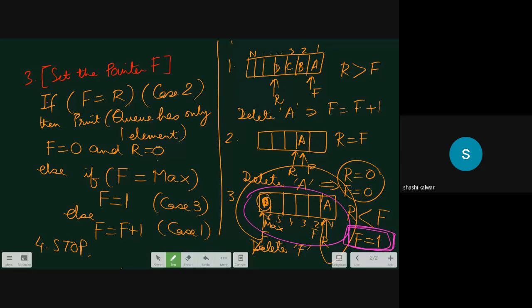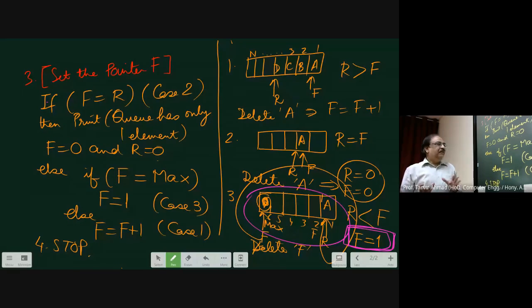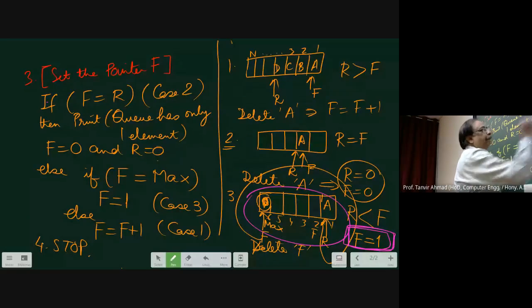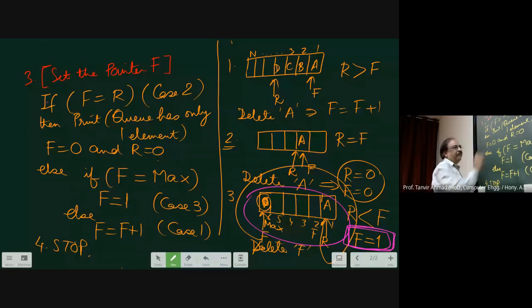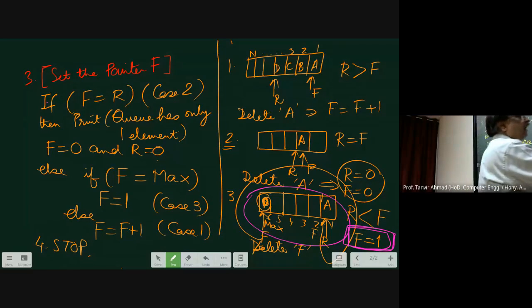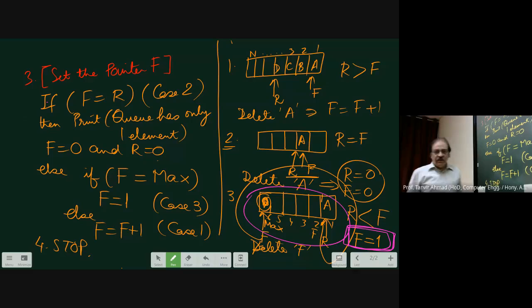Sir, the last condition, sir. Once again, sir, please pardon. Else if F is equal to max. See, why am I writing it at the third place? Because first I will check if there is only one element. Now this is case 2. If there is only one element, F will be equal to R. You see, here F and R are the same position. It means there is only one element. Now if you delete that element, the Q will become empty. That means if F is equal to R, then print Q has only one element. You set the value of F equal to 0 and R equal to 0. That means Q is now empty.